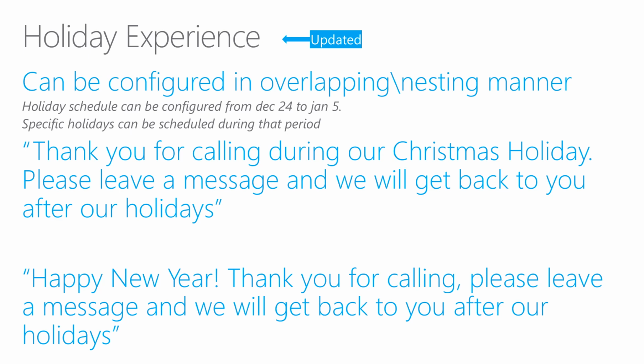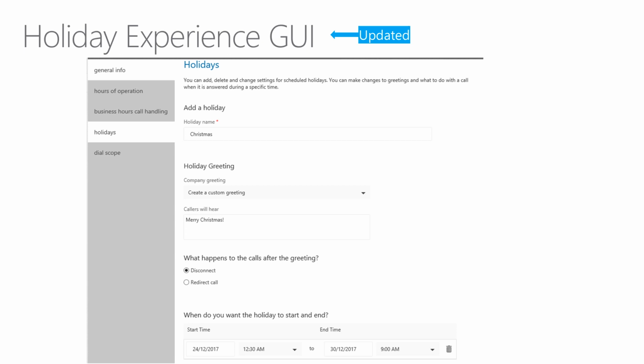So if I would configure a new holiday just for January 1st, on January 1st, people would hear Happy New Year, thank you for calling, please leave a message and we'll get back to you after our holidays. To configure the holiday schedule is just like the business hours call handling and the business hours. You can add a new holiday, create a custom greeting or upload your own, and you can say what should happen after we've displayed the message.